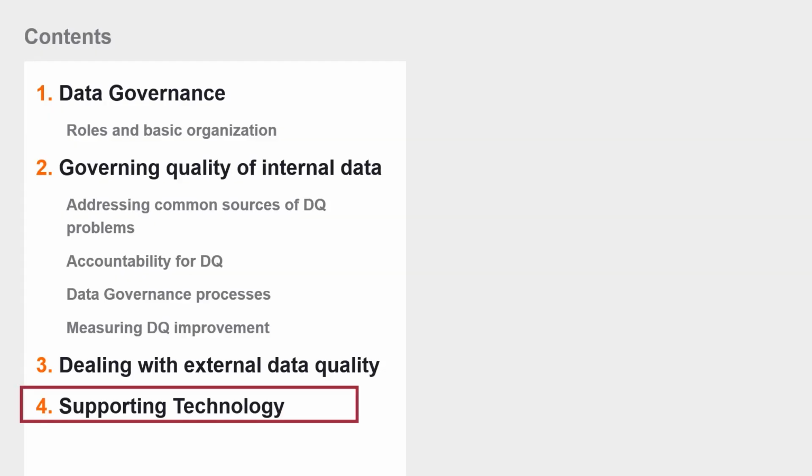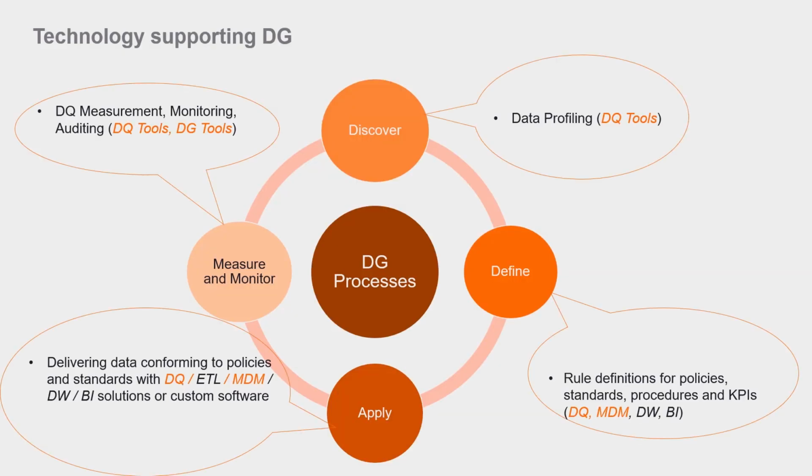So I'll briefly conclude this video with the supporting technology section, where I'll be talking about 3 categories of tools: data quality tools, master data management tools, and data governance tools. You use data quality tools at the discovery stage to profile your data. Then you define policies and standards for cleansing, deduplicating, validating, and measuring your data quality KPIs. You then implement those standards to deliver data with data quality scripts that are embeddable in a number of tools. And finally, you measure your data quality and you monitor and audit it with automated data quality profiling, as mentioned before.